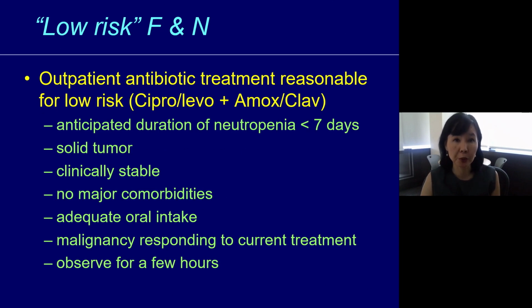Low-risk fever and neutropenia, who you could treat as an outpatient, would be if someone has an anticipated duration of neutropenia less than 7 days, a solid tumor, is clinically stable, and no major comorbidities, adequate oral intake, their malignancy responding to correct treatment, and you would need to observe them for a few hours before discharge.